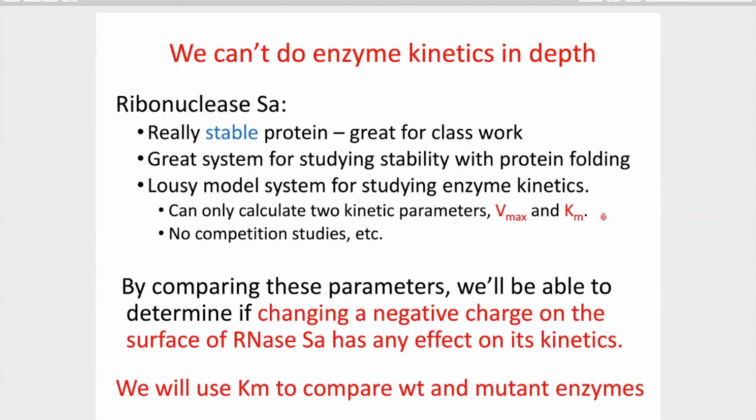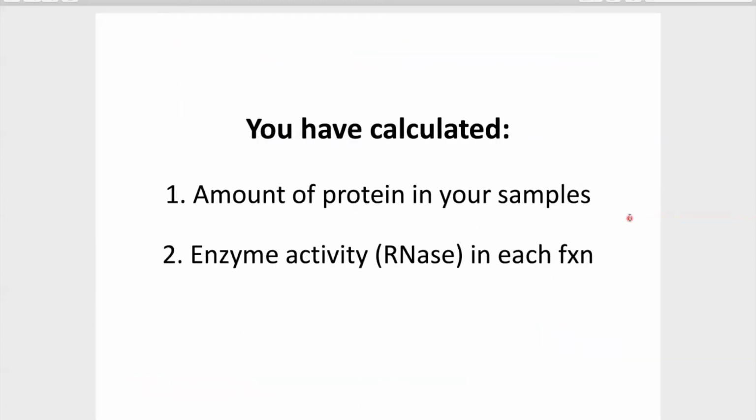Right? By comparing these parameters, Vmax and Km, we'll be able to determine if changing a negative charge on the surface of RNase SA has any effects on its kinetics. Right? And that's all we can really do with RNase SA. It makes it very easy to study in a lab like this when we have a short amount of time, or in this case, when we're all quarantined away from our house or from work, from school. Right? So we're going to use Km to compare wild type and mutant enzymes. So you have calculated the amount of protein in your samples, or we're going to do this for you and give you that data. And 2, the enzyme activity RNase interaction.